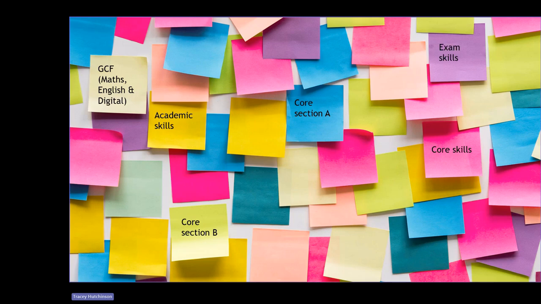When planning and teaching delivery, it is really important to consider the following components. Obviously, you have the core section A and B for those foundational coverage of topics. You have the core skills, which are essential for students for academic and professional growth. You then have the general competency framework, which is aligning teaching with maths, English and digital competencies required for the course and future careers. Through academic skills, you can foster skills such as critical thinking, research, and academic writing.